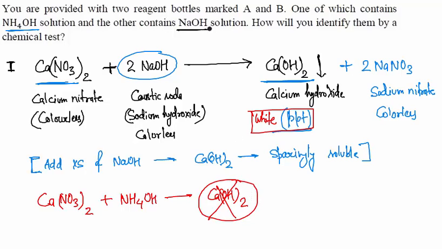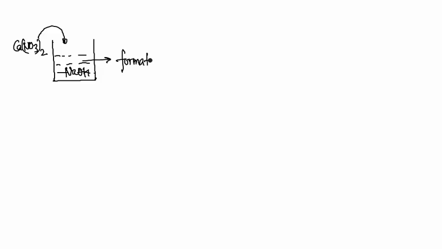So now, is it possible to identify in which bottle NaOH is present and in which bottle NH4OH is present? What you have to do is take these two bottles. If any bottle contains NaOH and you put some Ca(NO3)2, that is calcium nitrate, the formation of white precipitate takes place.